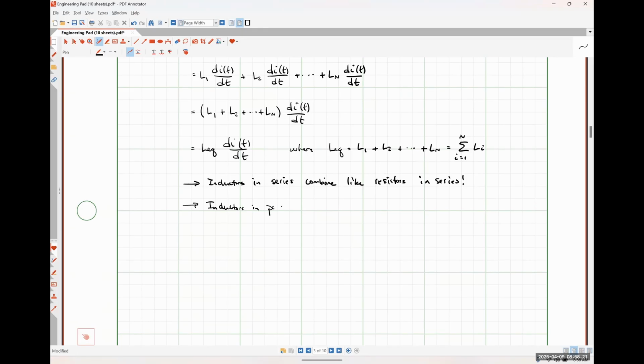Inductors in parallel combine like resistors in parallel. All right.